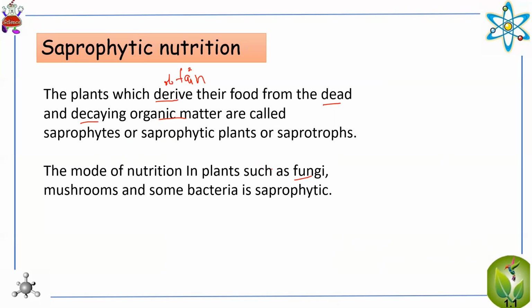So the mode of nutrition in plants such as fungi and mushrooms, and also some bacteria, is saprotrophic. Mushroom is saprophytic because mushroom is not green in color. Mushroom does not have chlorophyll, but it feeds on dead and decaying matter. And fungi feed on dead and decaying matter. You have seen bread mold, the bread covered with a white layer that stinks a lot. That layer is of fungi.